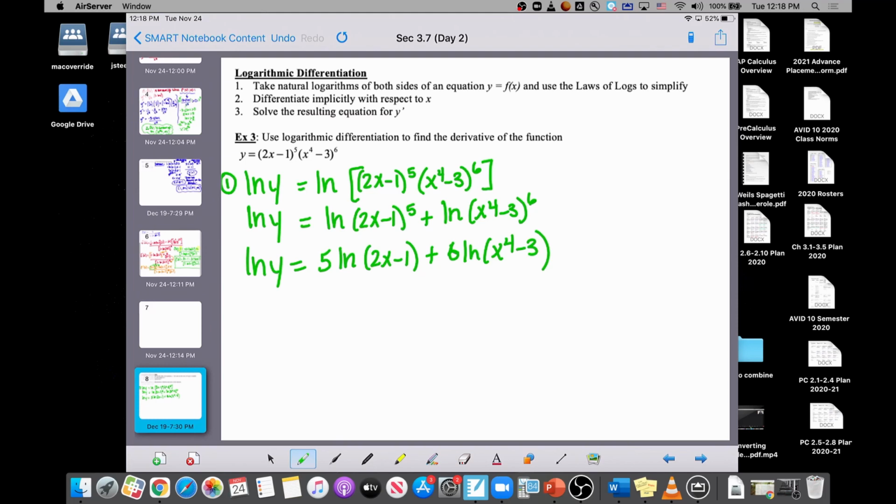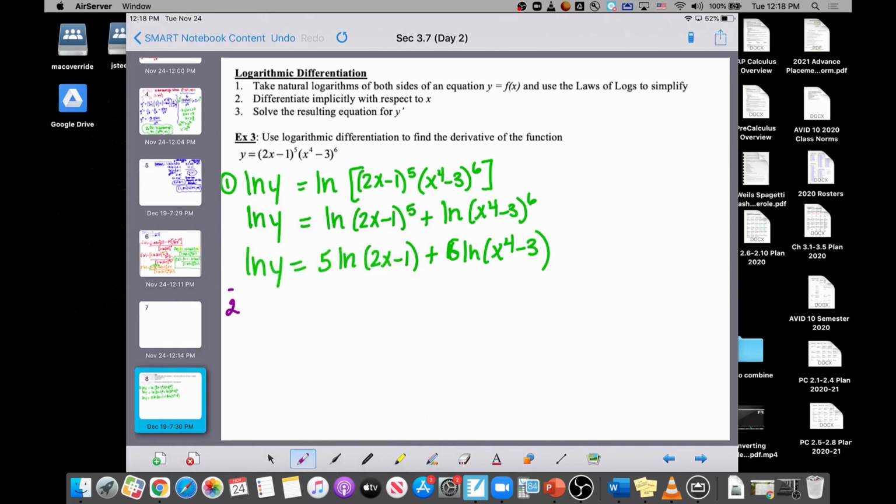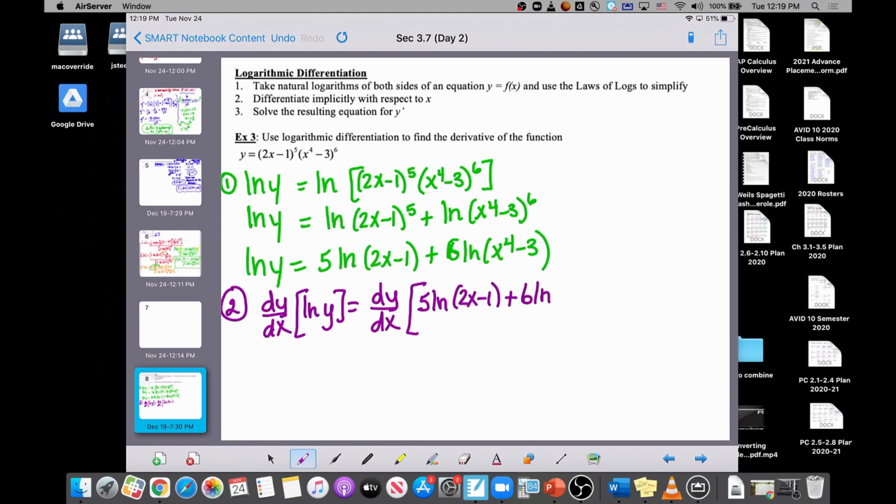And then at this point, we haven't done technically any calculus yet, right? At this point, we're going to do step 2, which is we are going to differentiate implicitly with respect to x. So now I am going to do dy dx of both sides of the equal sign. So step 2, dy dx of natural log y is going to be equal to dy dx of 5 ln (2x minus 1) plus 6 ln (x to the 4th minus 3).